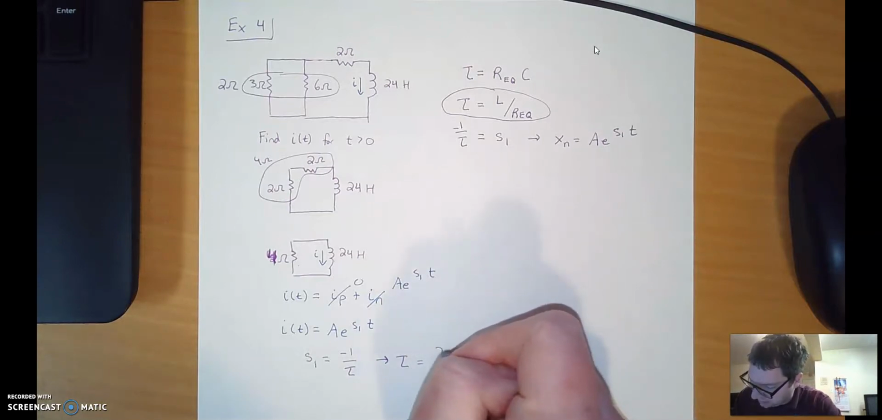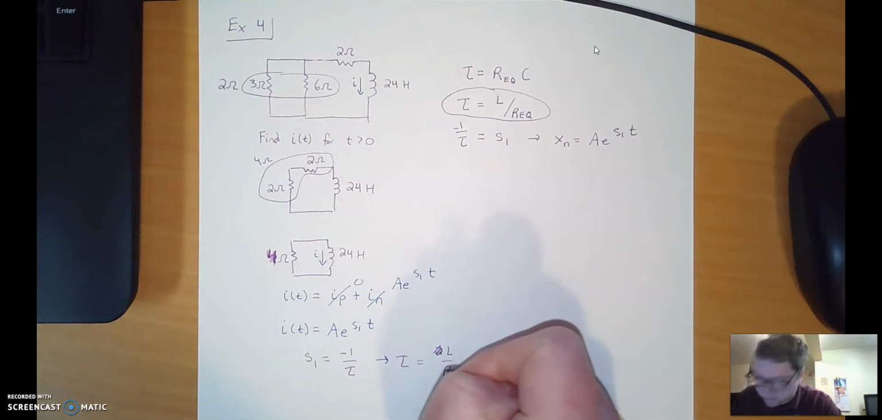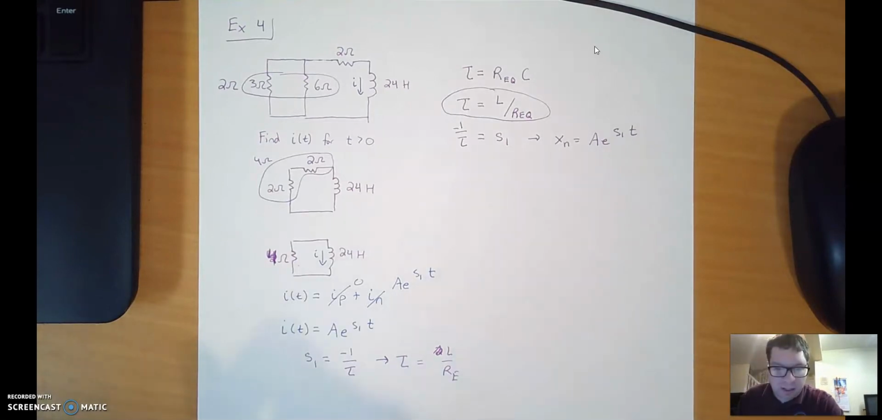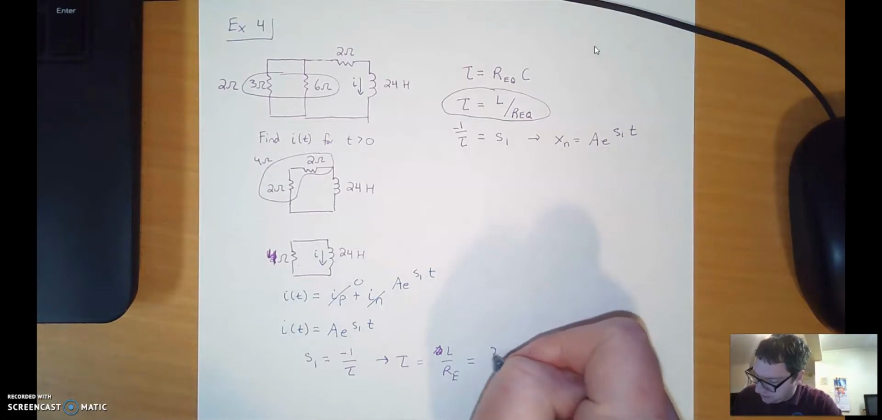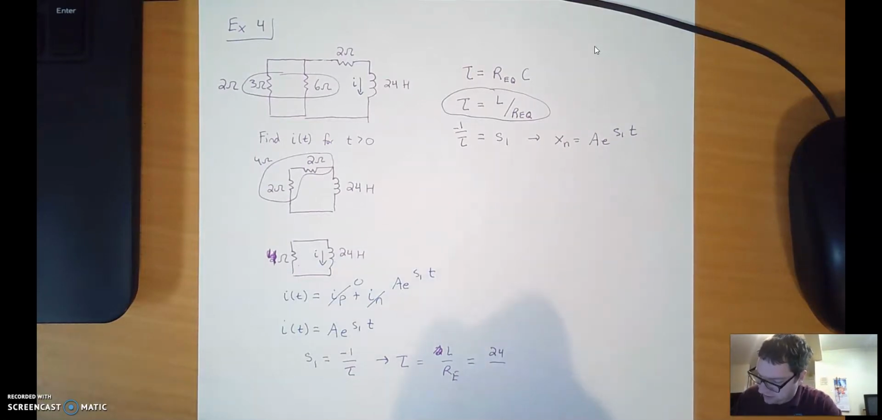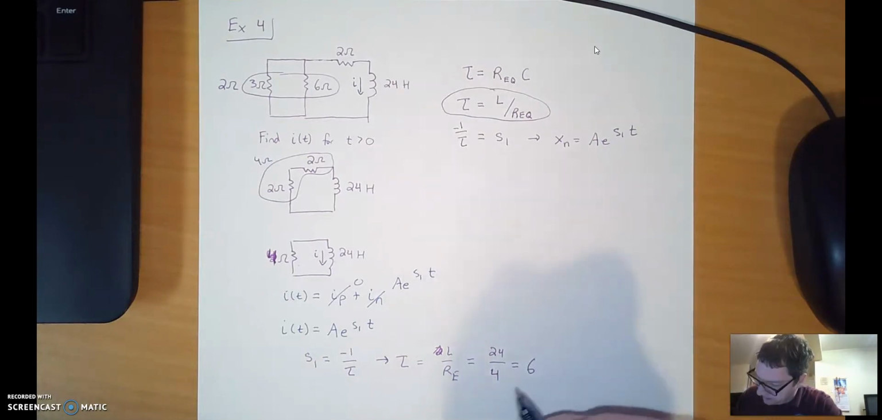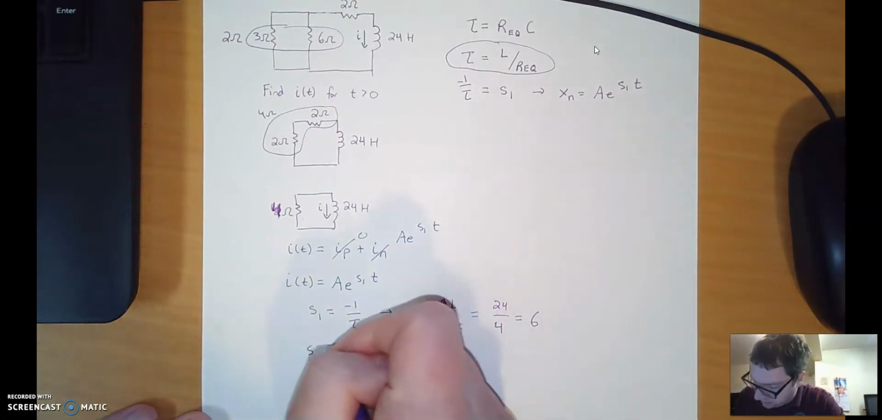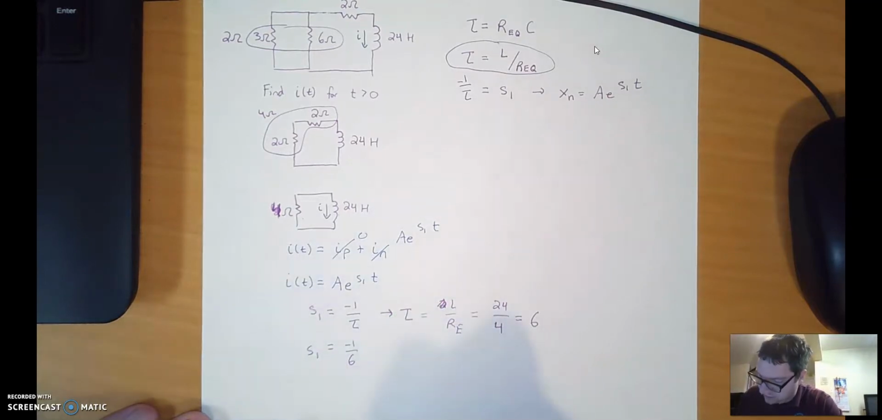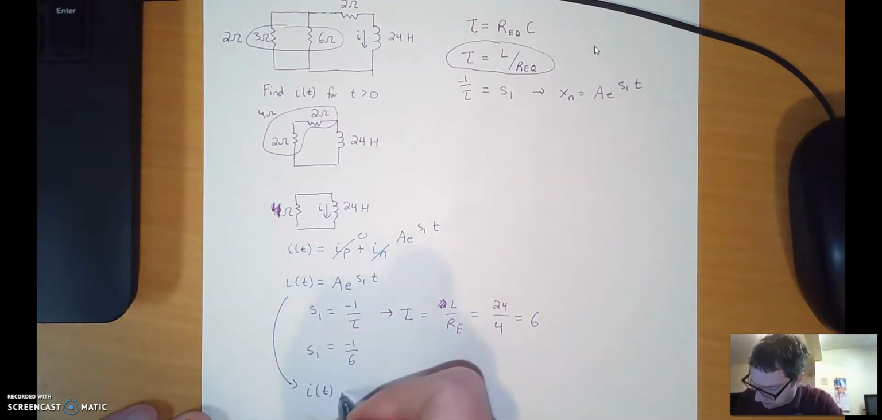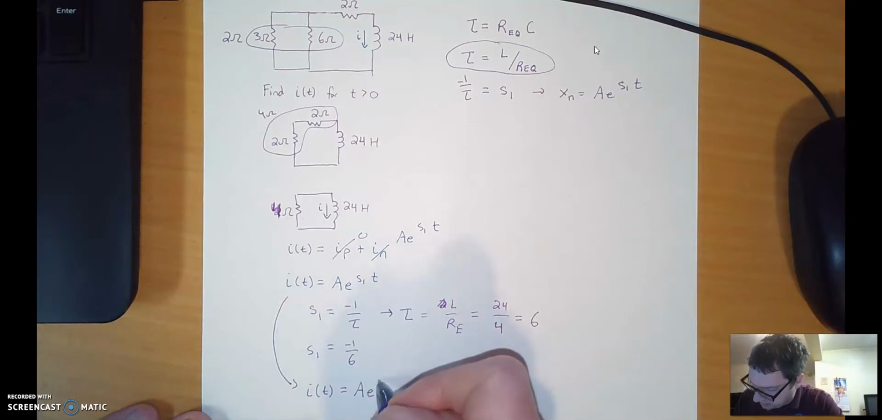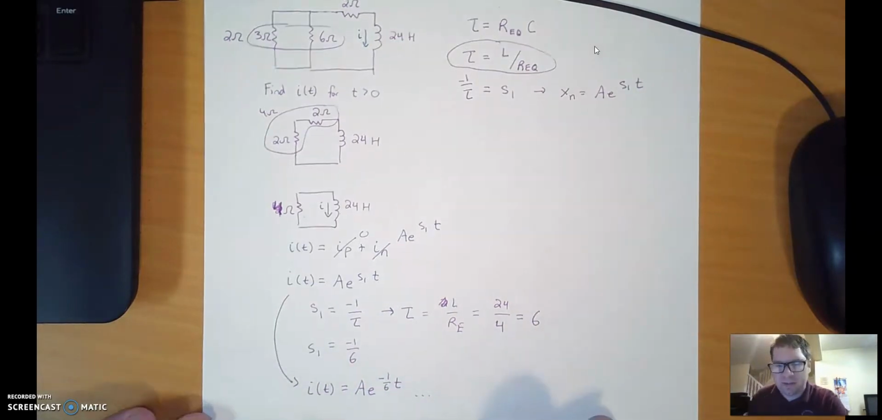So our inductance L over R, in this case R equivalent. Our inductance is 24. Our equivalent resistance is 4. So that simplifies down to 6. Which means that S1 is equal to negative 1 divided by 6. And so we can bring our equation back down: I of t is equal to A e to the negative 1/6 times t for t greater than 0. We'll write that at the very end.